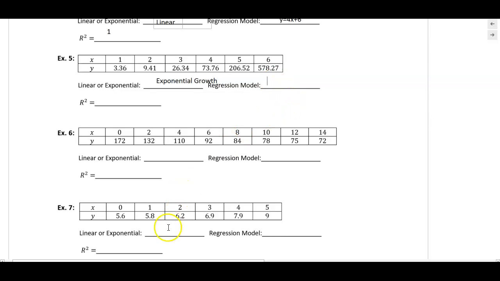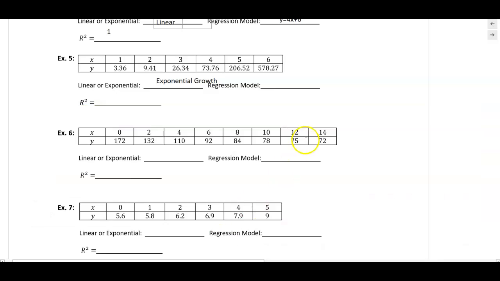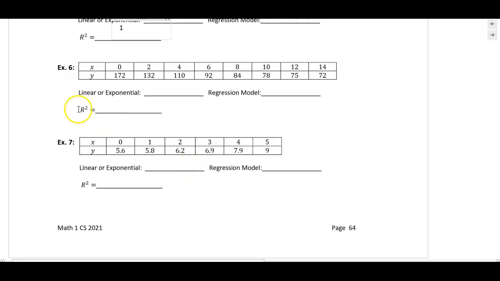The regression model, they give me A and they give me B. So A is 1.1991 and B is 2.8. So we would say y equals 1.1991 times, if I'm not mistaken, it was 2.8, to the x power. Okay, the r squared value here was 1 because it's an exact fit to that data. Okay, I want you guys to go and do 6 and 7, and then come back and check your answers.